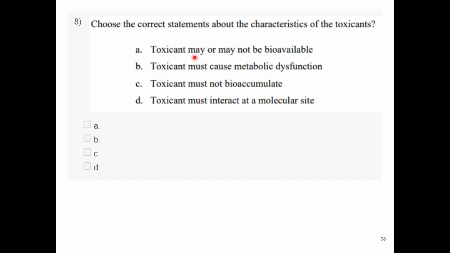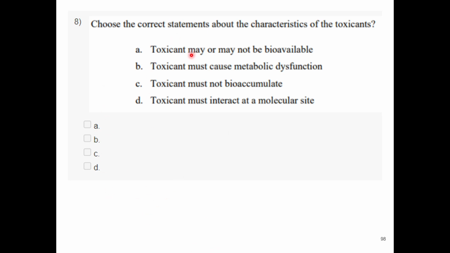Eighth question: choose the correct statements about the characteristics of the toxicants. Okay, so choose the correct statements. A, toxicant may or may not be bioavailable. B, toxicant must cause metabolic dysfunction. C, toxicant must not bioaccumulate. And D, toxicant must interact at the molecular site. Okay, A, B, C, D. Which of them are the correct statements?